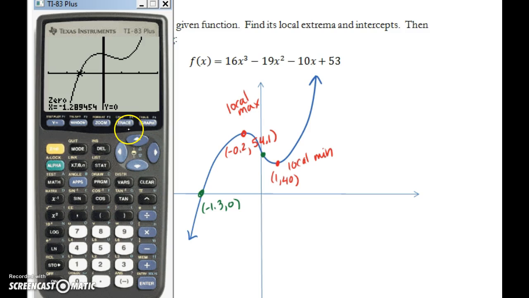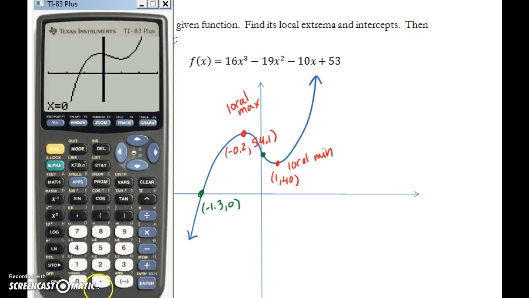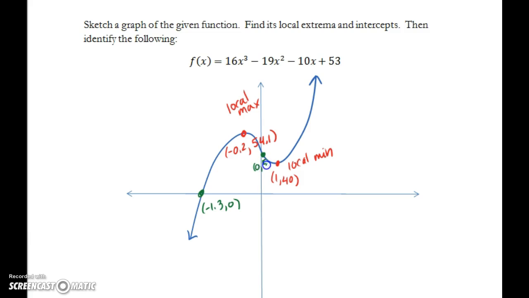And let's find our y-intercept here. If we go back to our graph, notice your y-intercept is where it crosses the y-axis, or where x is equal to 0. So if you go to the calculate menu again and choose option 1 for value, if you type in x equals 0, it will give you the corresponding y value, in this case 53. So 0, 53 is the y-intercept.